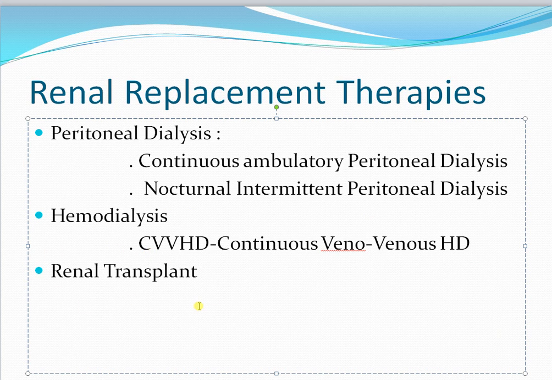Then renal transplant is the ultimate treatment for chronic kidney disease patients. So patients who get onto hemodialysis are on the transplant list, and whenever they get an eligible donor and they are at the top of the list, that's when they get the renal transplant. Once you get the renal transplant, you do not need hemodialysis unless you fail the donated kidney.